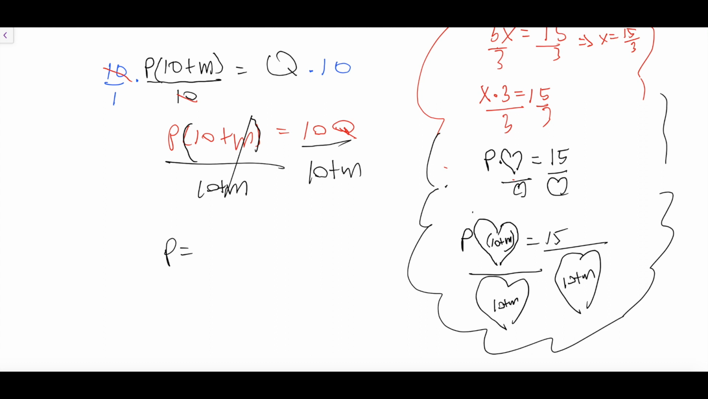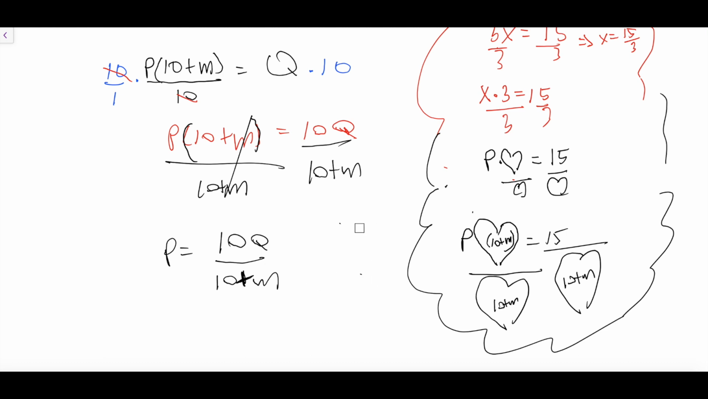And I can't cancel the 10s, right? You cannot, because it's 10q and it's just 10. You cannot cancel the 10s because there's a plus here. If it was 10q over 10m, you could. But because you're adding, you cannot. You have to be multiplying everything on top.